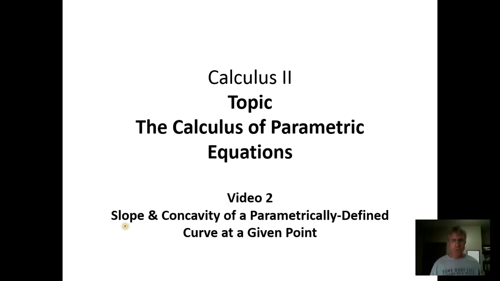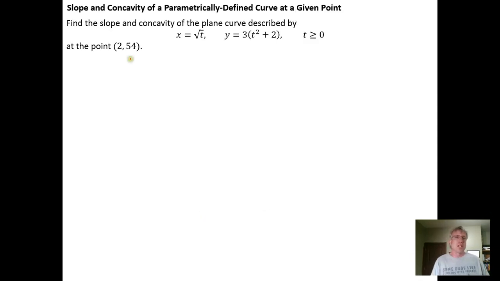So in this video we're going to find the slope and concavity of a parametrically defined curve at a specified point. In this example it says find the slope and the concavity of the plane curve described by x equals the square root of t and y equals 3 times t squared plus 2 for the interval t greater than or equal to 0. And we need t to be greater than or equal to 0 because that's the domain of the square root function right here.